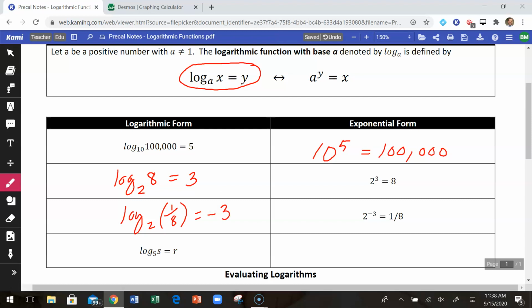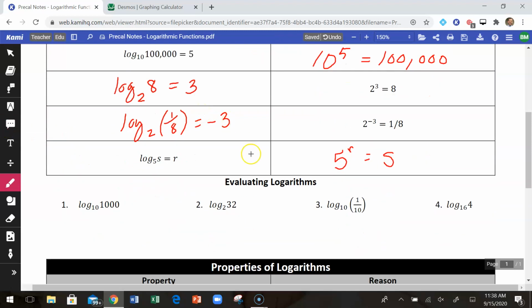And then the last one, we have log base 5 of s equals r. This simply means that if I take 5 to the r power, I would get s. Okay, so we're going to use that fact to evaluate these. Often we want to think about them in their exponential form in order to help us answer the logarithm.